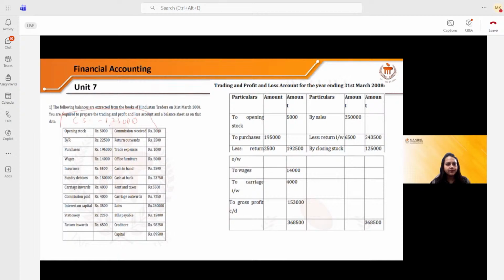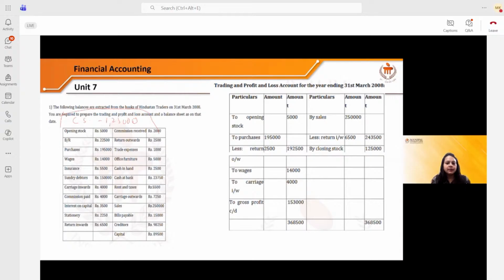Before going to the numerical, look at the format of the trading account. First of all, I will prepare the trading account, then the profit and loss account, then the balance sheet. We will do it step by step. Second, if you are ready to prepare the three formats in a parallel way, you can prepare the trading account, profit and loss account, and balance sheet in parallel.